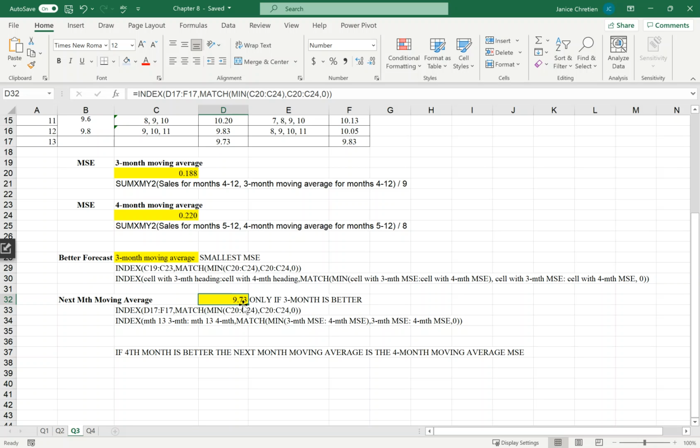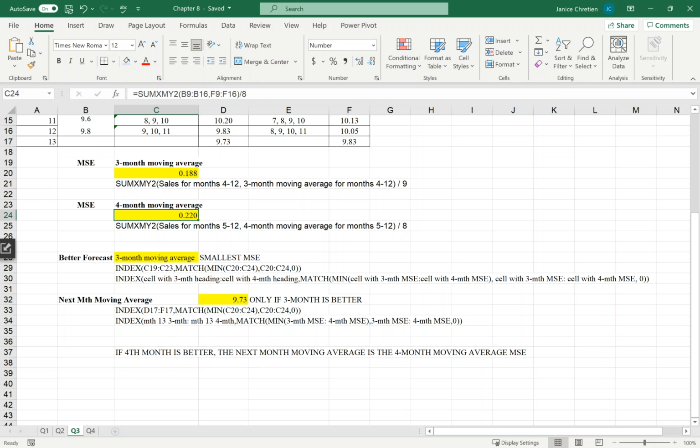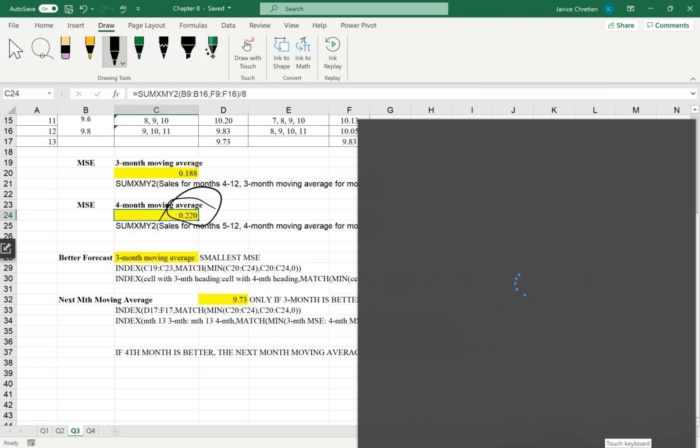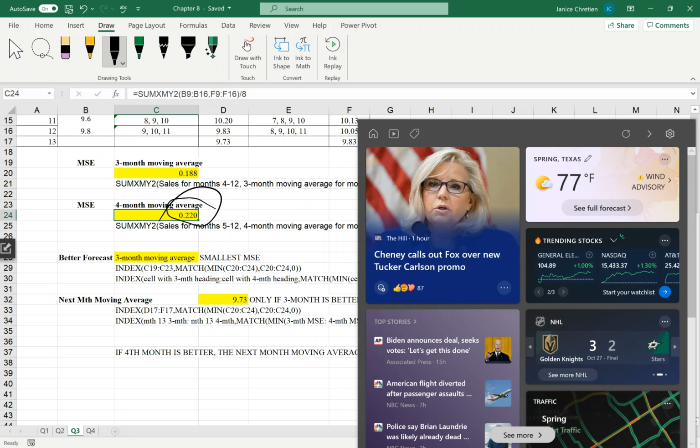Just like we did before. However, if the 4-month is better, comma, very important, the next month moving average is the 4-month moving average MSE that you've already calculated right here. So you don't have to do the formula if the 4-month was your better forecast, sorry about that. So it's a pretty easy, straightforward question there.